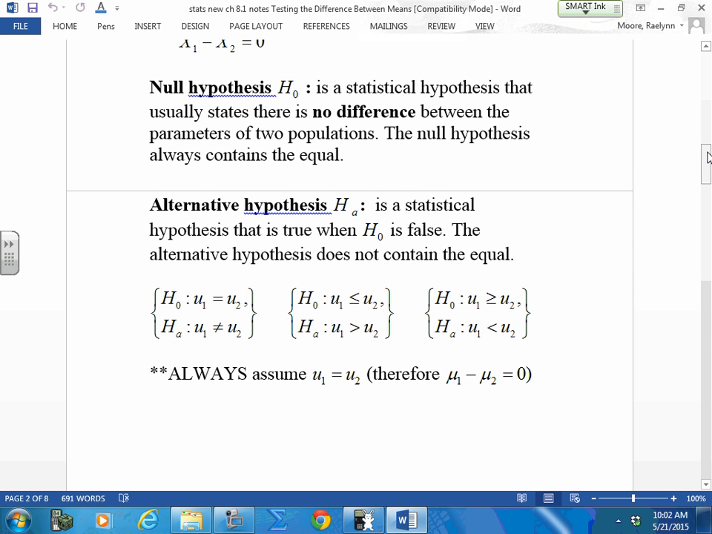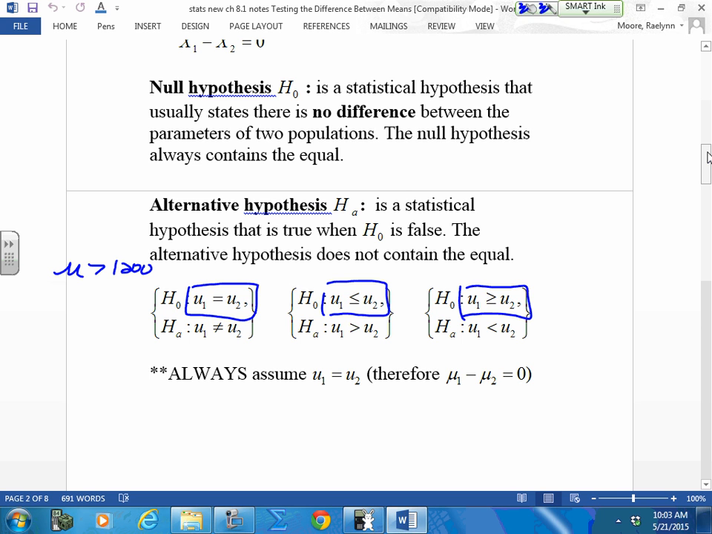Now, your null hypothesis and your alternate hypothesis are slightly different than what we did when we tested one sample. When we tested one sample against a population, we said that the mean SAT score for all males is greater than 1200, the mean. We tested the mean against one number. Here's the biggest difference. We're testing the mean of one against the mean of the other. There's no number here. You're testing two samples.